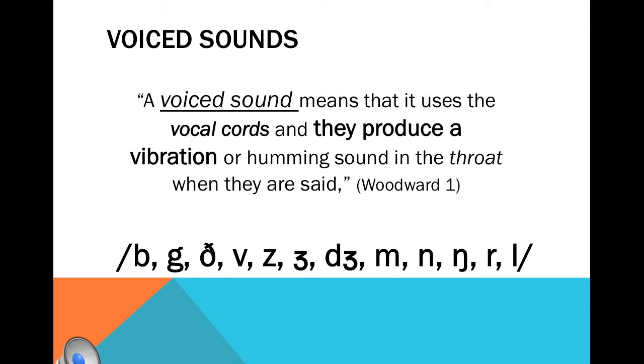The voiced sounds in the English language include b, g, v, z, j, m, n, l. These sounds also include all of the vowels. To differentiate between whether a sound is voiced or voiceless, you can place your finger on your throat and pronounce a sound. If the sound is voiced, you will be able to feel a vibration in your throat. For example, when pronouncing the letter L, your finger will be able to feel a vibration.